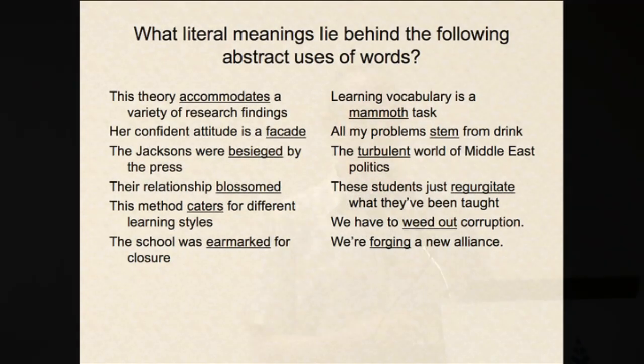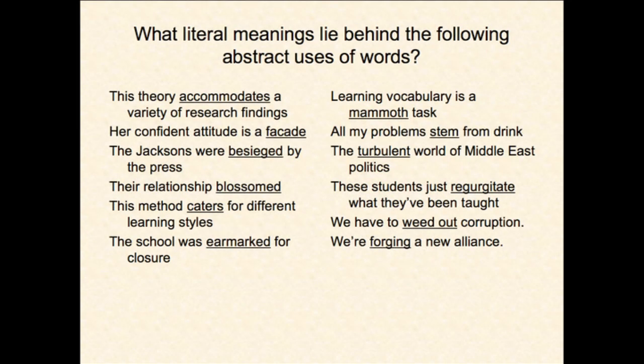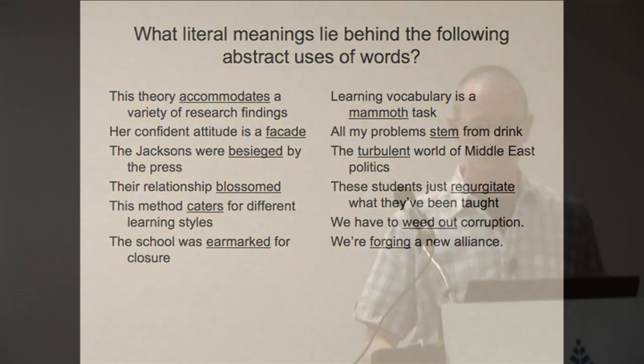So if you take, for example, the expression on the right, these students just regurgitate what they've been taught. Regurgitate, of course, physically means something different. To weed out is from gardening. To forge a new alliance, well, if you're a blacksmith, you can also forge a sword. And what studies show is that if you make students aware of the original meaning of those words, they remember these much better. Because it encourages engagement.